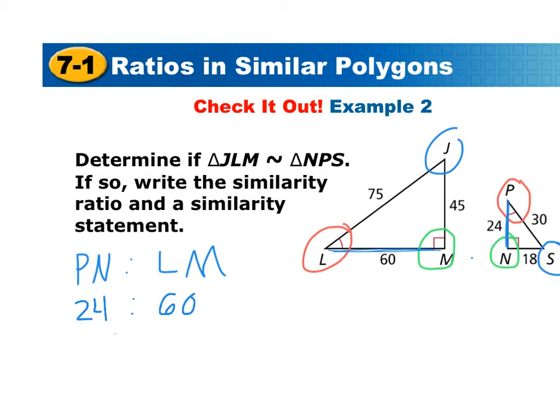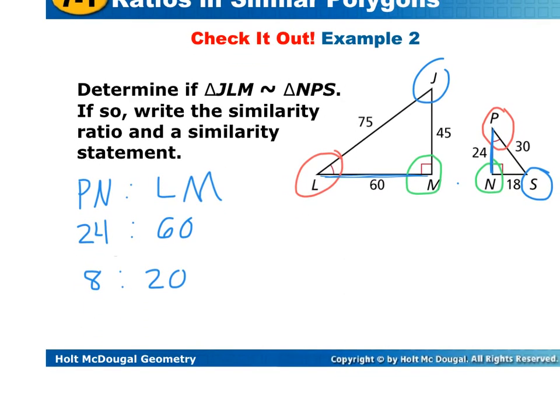Can we simplify that? How do we simplify it? What number goes into both of them? 3? Let's try 3. 3 goes into both of them, so that works. Let's divide both of them by 3. 24 divided by 3 is 8, to 20. We can divide this by 4, and those by 4, so 2 to 5. Perfect. So this is our similarity ratio. Now we need to see if the other sides have the same ratio too.